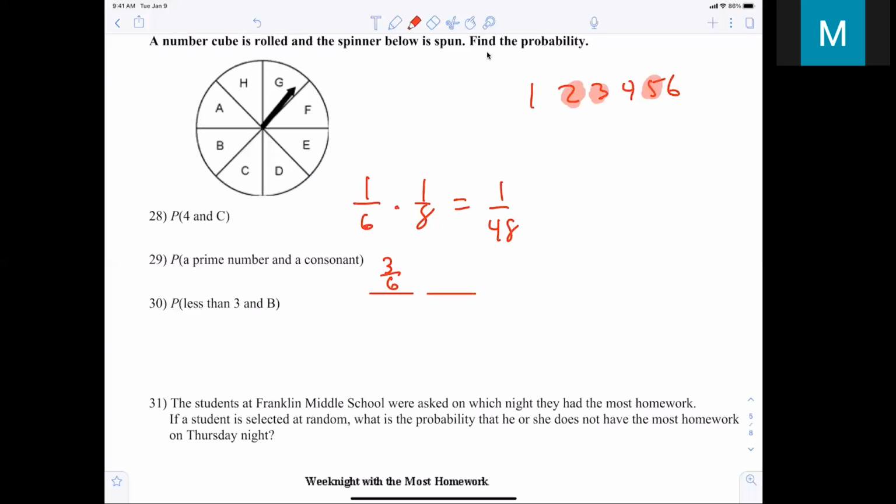Well, let me check. Consonant, remember there's vowels and consonants. Vowels, A, E, I, O, U. Remember that? All right, so now tell me how many consonants you see. Yeah, you see that, right? And so we would say 6 out of what? 8. 6 out of 8, guys.